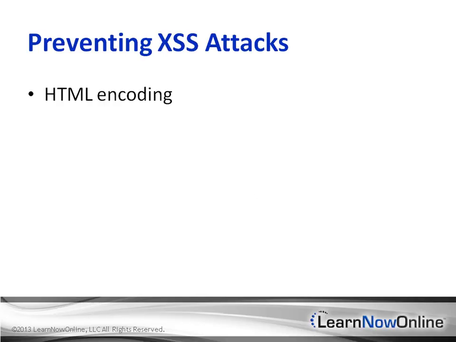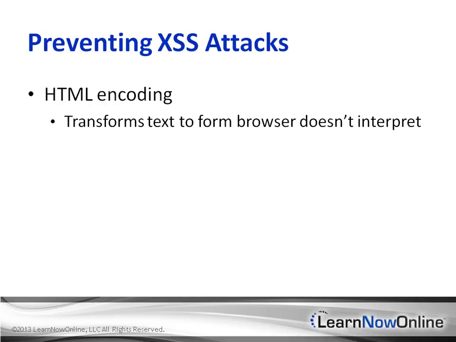One is HTML encoding. This transforms text from HTML that is interpreted by the browser and rendered to a form that the browser renders as plain text. So instead of script being parsed and executed, it just displays as plain text, which makes the page look pretty ugly, but at least then you're preventing a cross-site scripting attack.